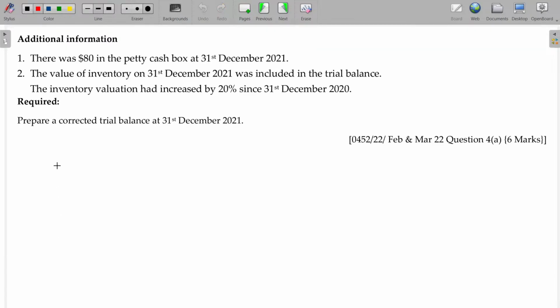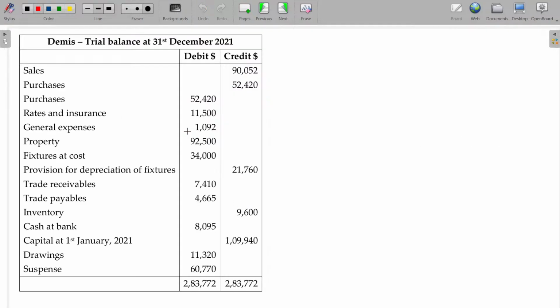Additional information: there was $80 in the petty cash box at 31st December 2021, and the value of inventory on 31st December 2021 was included in the trial balance. The inventory valuation has been increased by 20%. Anyhow, it's a closing inventory; usually this is the opening inventory. So year end is this value of inventory. We are supposed to prepare a corrected trial balance as on 31st December 2021. Let's try to solve this.